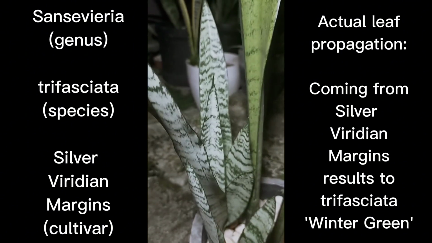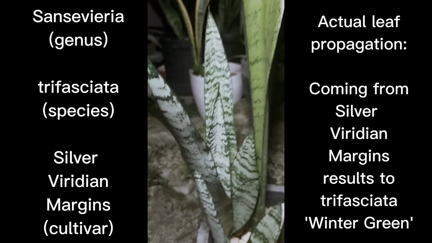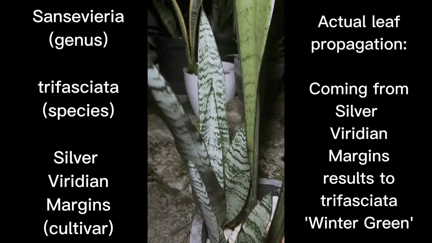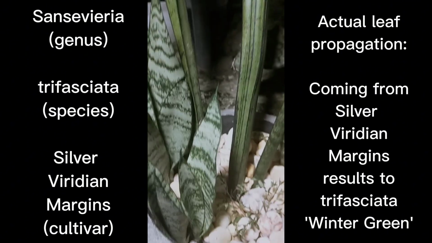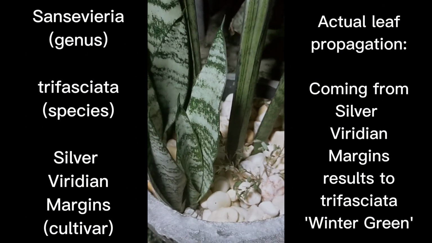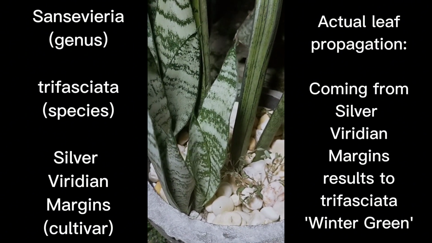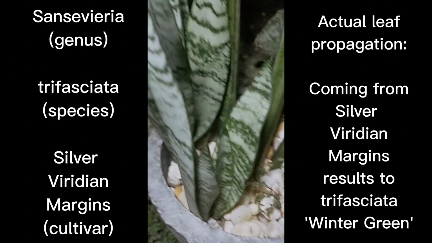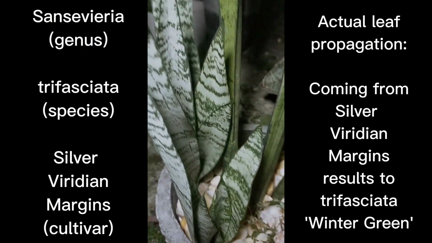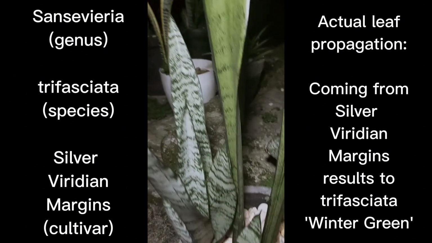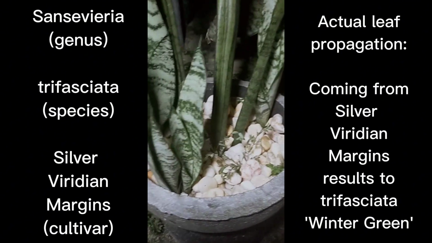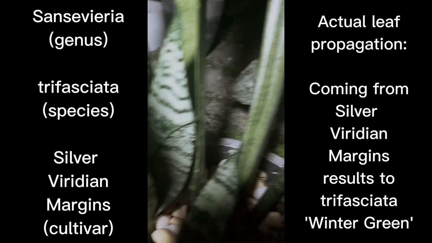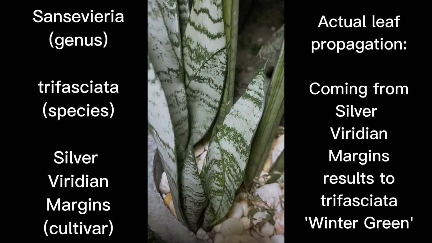I think the leaf propagations are not the normal green form. I think what I have come up with here is Sansevieria trifasciata Wintergreen. They are Sansevieria trifasciata that are silvery in color and have prominent dark green bandings on them. As you can see, it's very, very white. Those are the resulting leaf propagations coming from Sansevieria trifasciata Silver Viridian Margins. That is how the leaf propagations look like.